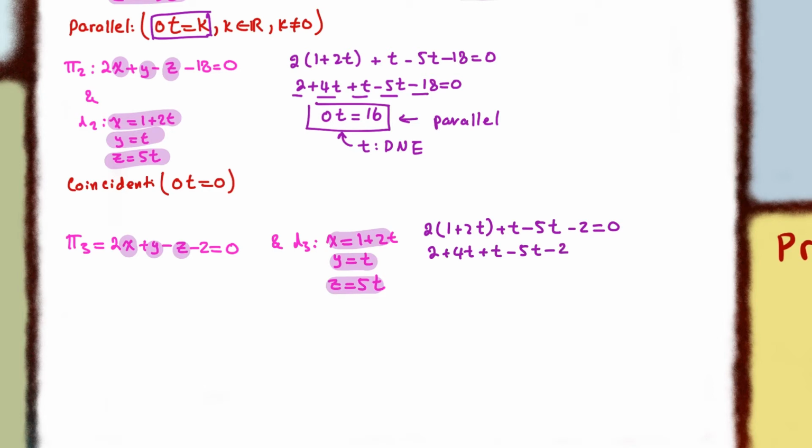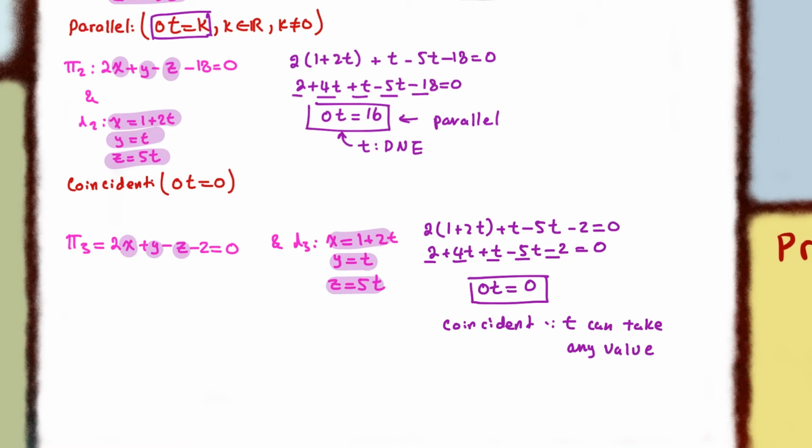Once we do this, we are going to get 0t is equal to 0, and this means that if we plug in any t values, for example, t is equal to 1, 0 times 1 is 0, 0 times 2 is 0, so t can take any value, and that means that there's infinite number of solutions. If there's infinite number of solutions, that means the line and the plane are coincident, they're on top of each other, and they share infinite number of points.